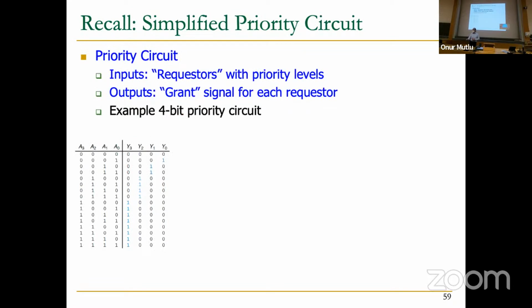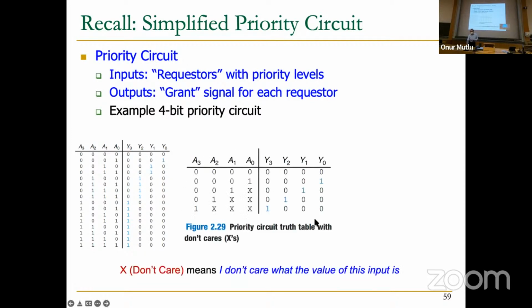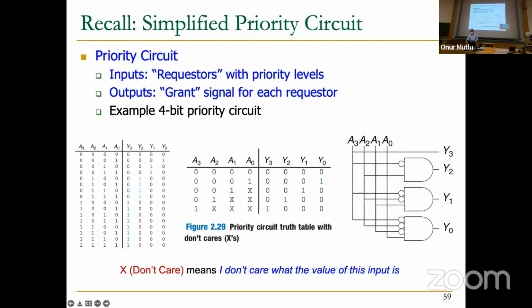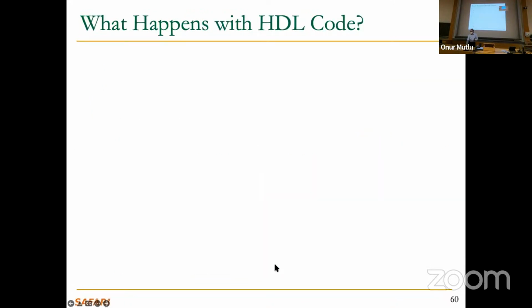Okay, so remember the priority circuit I mentioned. I'll go through this quickly because we covered this already. You have requesters with priority levels and a grant signal for each requester. And this was our priority circuit. We already know these X's. In this case, they're don't cares. And this is our priority circuit that can control what we have seen earlier. Okay, any questions? I'm going through a lot of basics at this point.